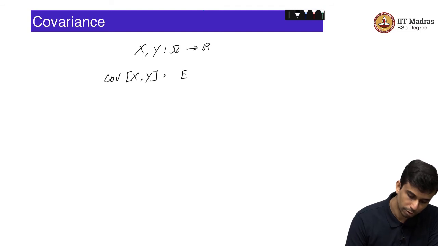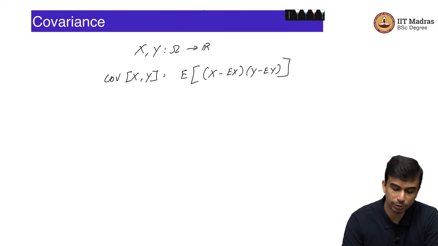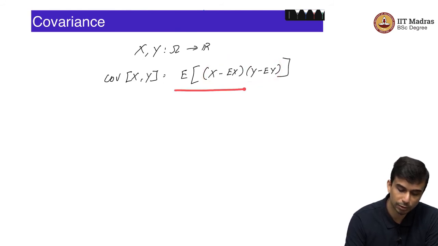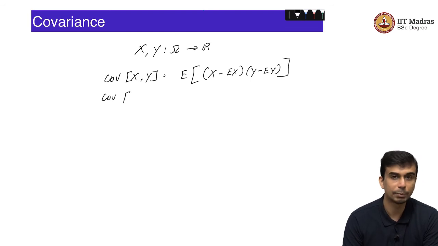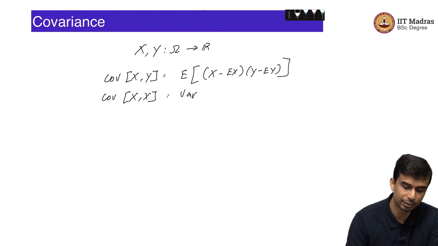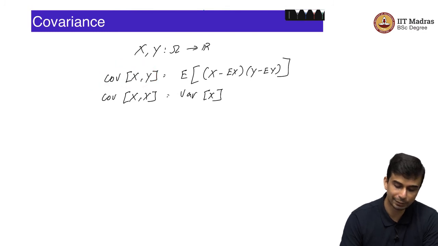So, what is the covariance of the two random variables x and y? The formal definition of the covariance is the expected value of this particular object, x minus Ex into y minus Ey. X minus Ex and y minus Ey, this entire thing can be viewed as a random variable. So, the expectation of this random variable is a perfectly valid definition here. In particular, if you have covariance of x comma x, you get back the variance of x.